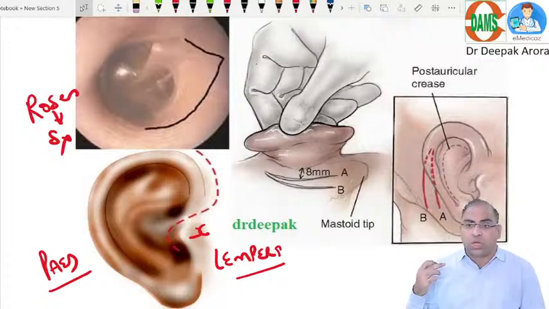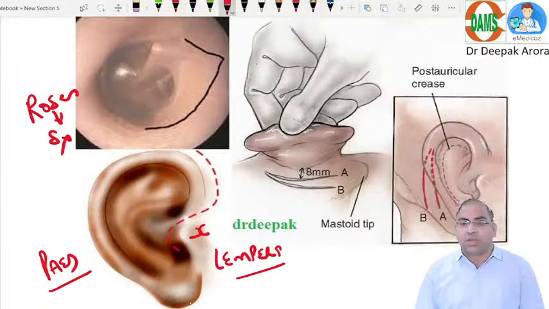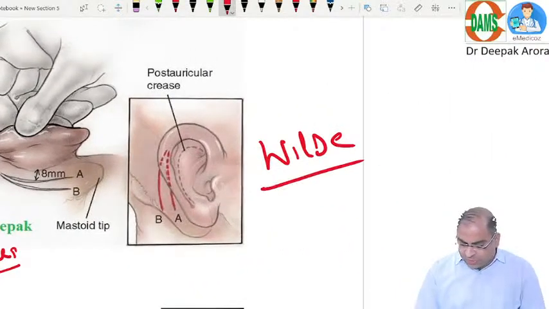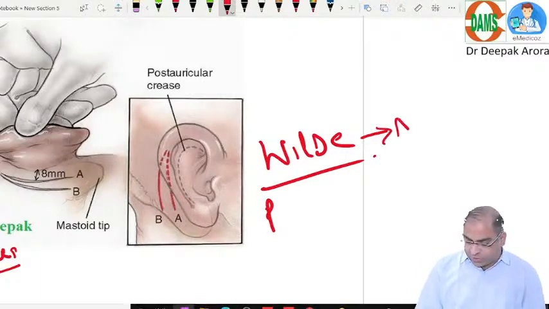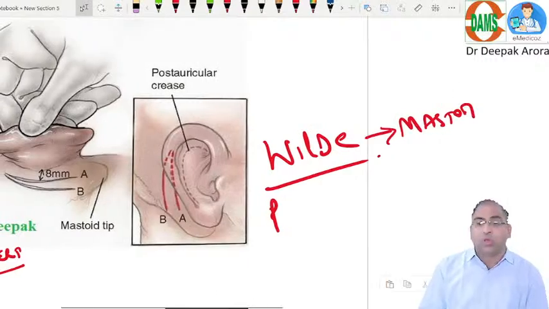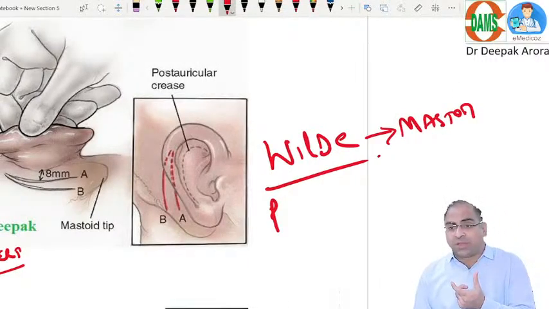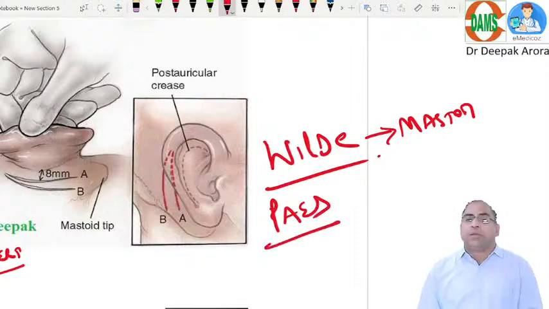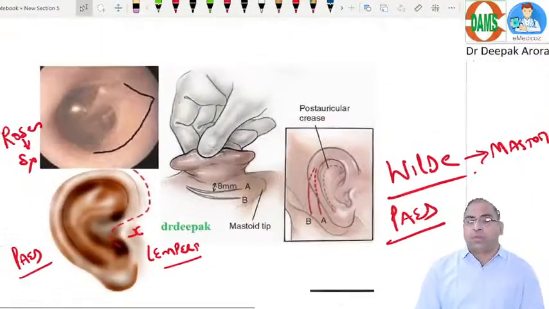Post auricular, behind the pinna. If there is a post-auricular incision, this is used for mastoid surgery, and the name is Wilde incision. Wilde incision is again preferred for mastoid surgery. So the examiner can ask you what is the role of Wilde incision in tympanoplasty. Just remember, in a pediatric patient, if I want to do tympanoplasty, I'll be using Wilde incision.